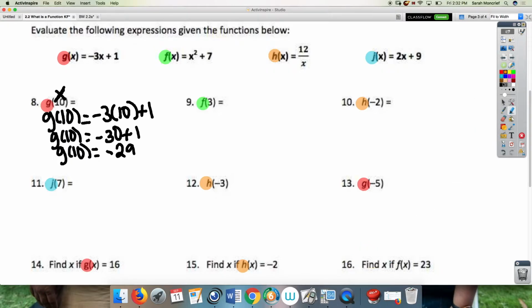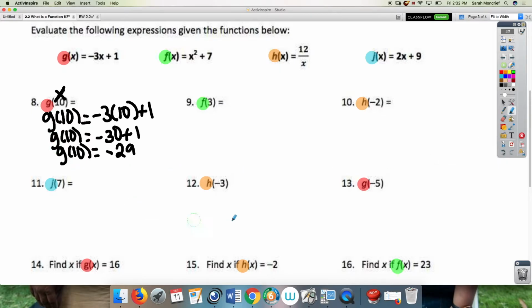And lastly, let's look at 16. It says find x if f of x is equal to 23. Which one are we going to use? First, second, third, or fourth? Second, because they both have what letter? F. Very good. They both have an f.